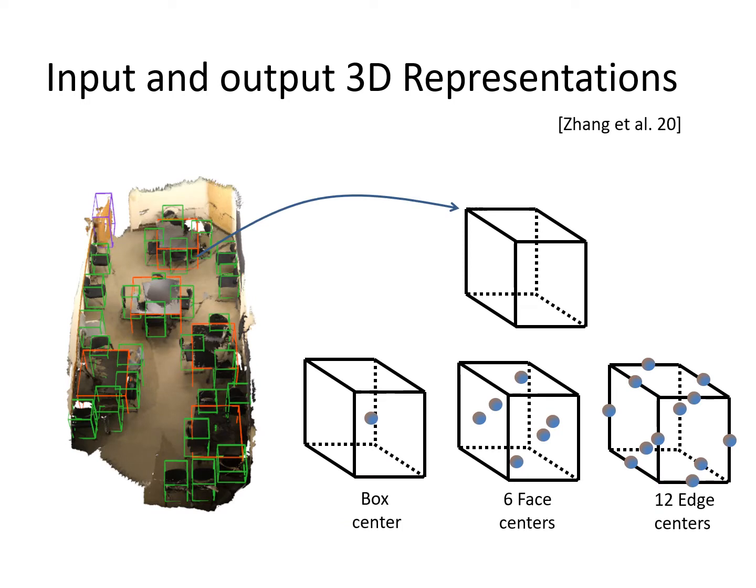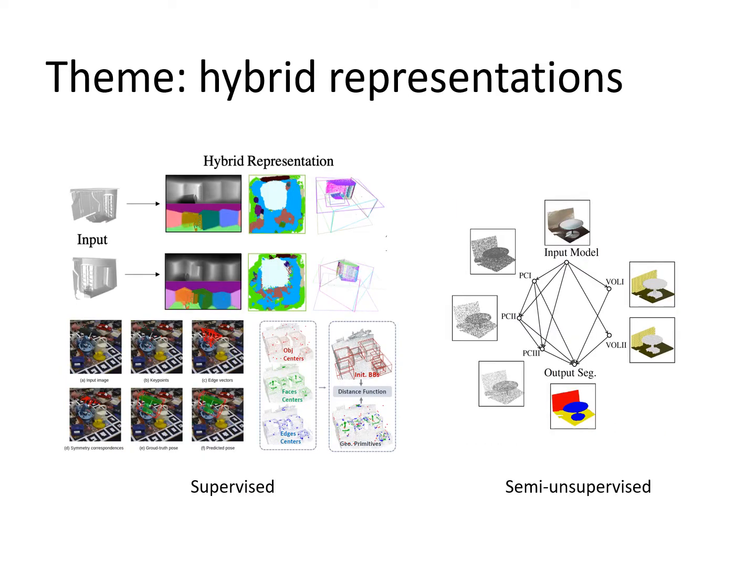The notion of representation is also important for encoding the output. Consider the task of object detection. Recent techniques have shown the potential of regressing box parameters, yet there are many possible ways to encode a box, such as centers and sides, face centers, and edge centers. The theme of this talk is to consider hybrid representations that combine multiple single representations.